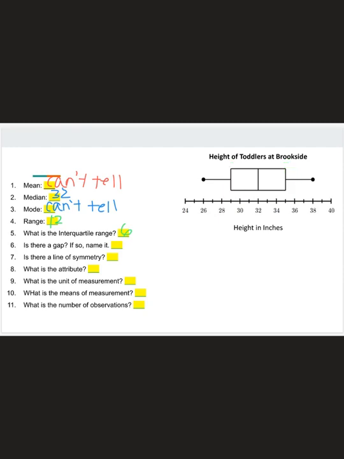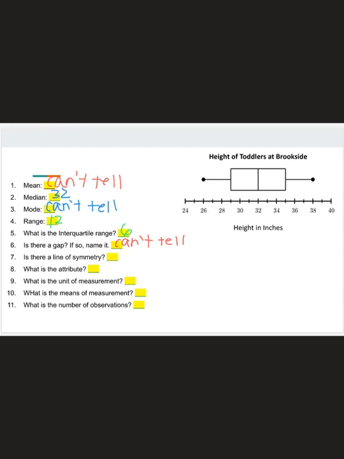Number 6, is there a gap? We can't tell, right? We don't know specific data points, so we cannot tell if there is a gap in our data. So can't tell.